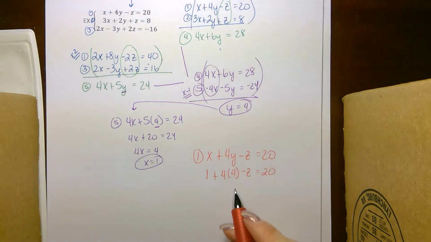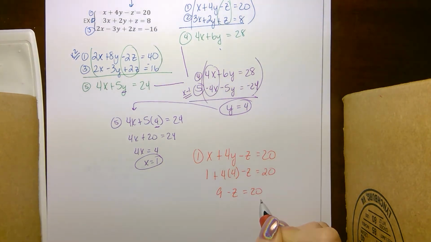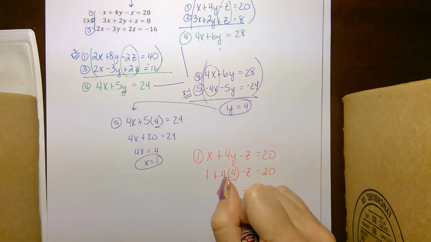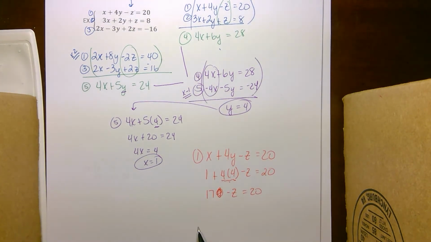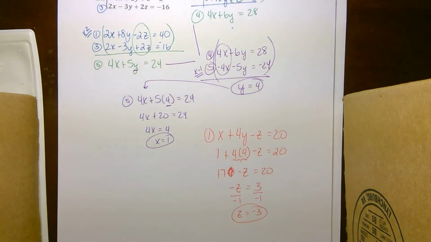So 1 plus 8 is 9 minus z equals 20. If I subtract 9, 4 times 4 is not 8. 4 times 4 is 16. I'm sorry. 16 plus 1 is 17. Haha, glad I caught that. 17 minus z is 20. So I get negative z is equal to 3 when I subtract that 17 from both sides. Well, I don't need negative z, I need z. So I'm going to divide both sides by negative 1. Z is negative 3.